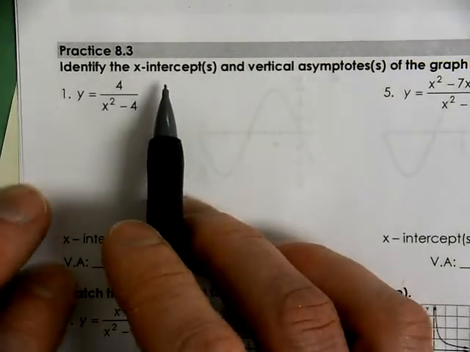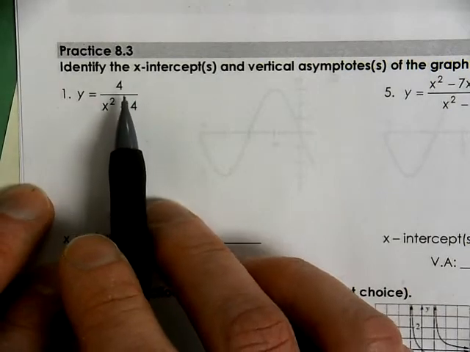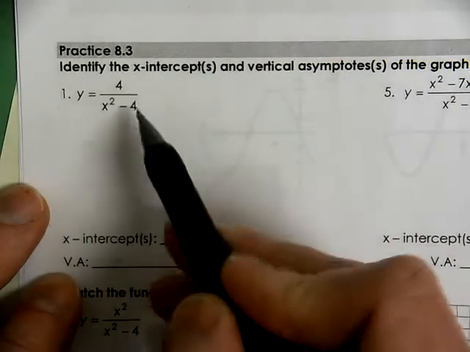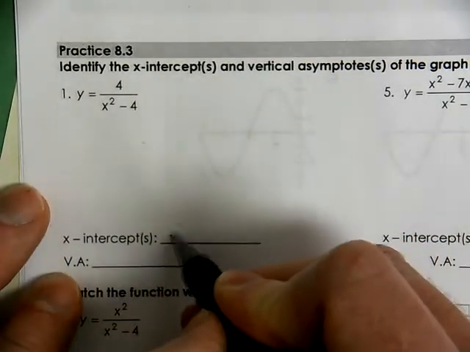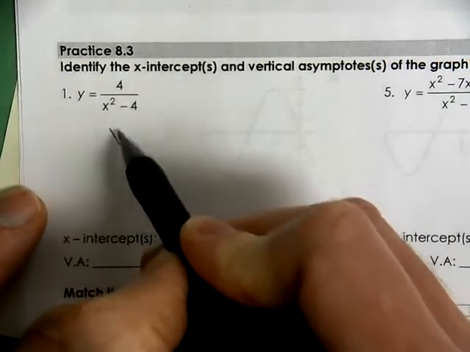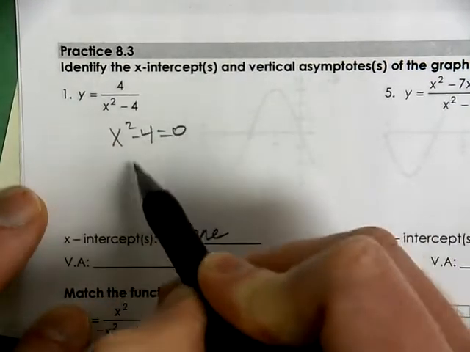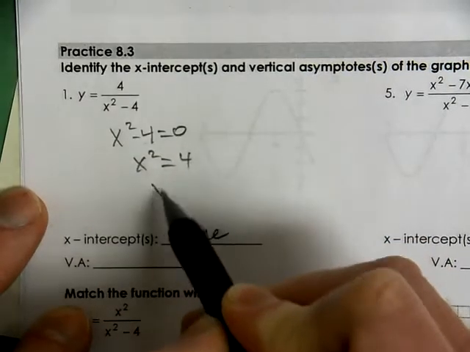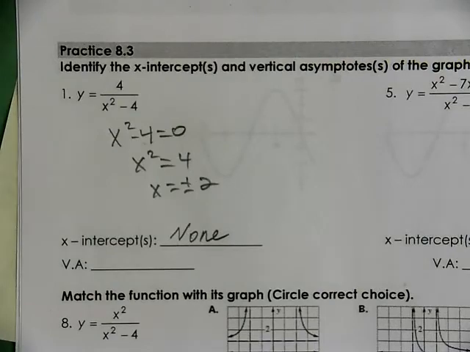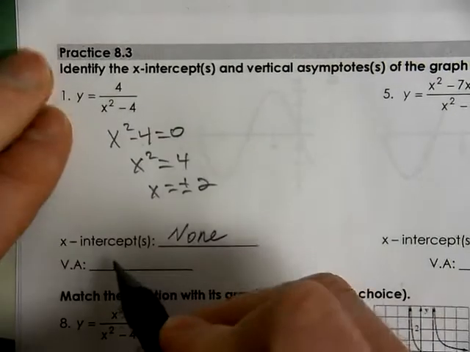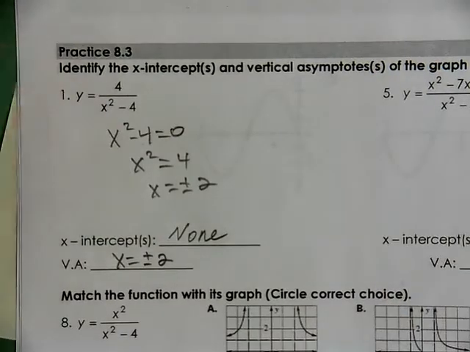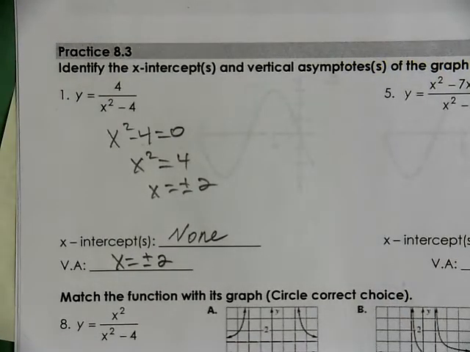Looking for x-intercepts. X-intercepts are where the numerator equals 0. So here, because 4 can't equal 0, we have none. No x-intercepts. The vertical asymptotes are where you set the denominator to 0. So x equals plus or minus 2. So you have two vertical asymptotes.